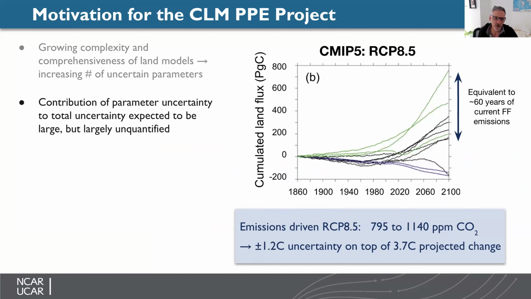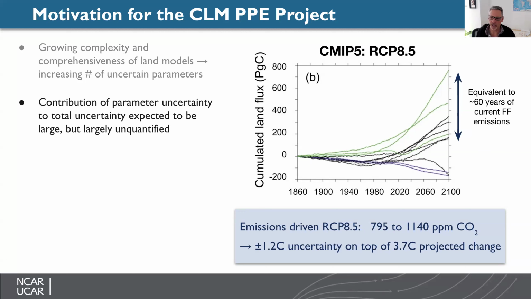Additionally, we're certain that parameter uncertainty has a large contribution to the total uncertainty. And on the right is just showing this oft-shown figure of the cumulative land carbon flux, which is really important in the overall climate change uncertainty. And it's a huge uncertainty across land models. And we don't know whether that's coming from structural or parametric uncertainty. It's almost certainly coming from both. And this is probably the second biggest uncertainty in the climate change system after clouds.